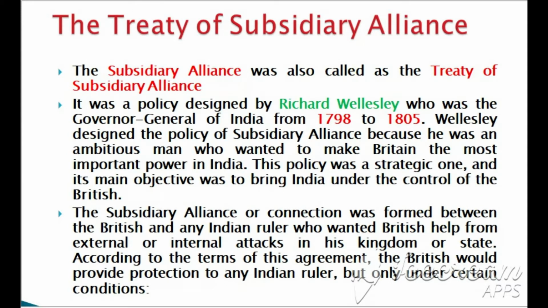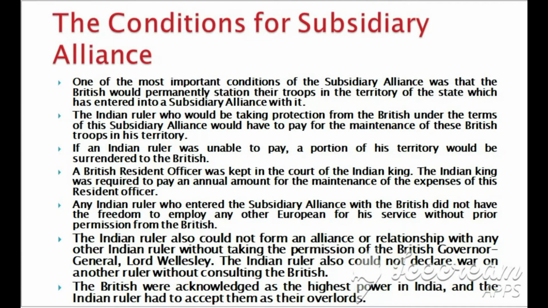According to the terms of this agreement, the British would provide protection to any Indian ruler, but only under certain conditions. Now let us look into the conditions for Subsidiary Alliance. One of the most important conditions was that the British would permanently station their troops in the territory of the state which has entered into a subsidiary alliance with it.